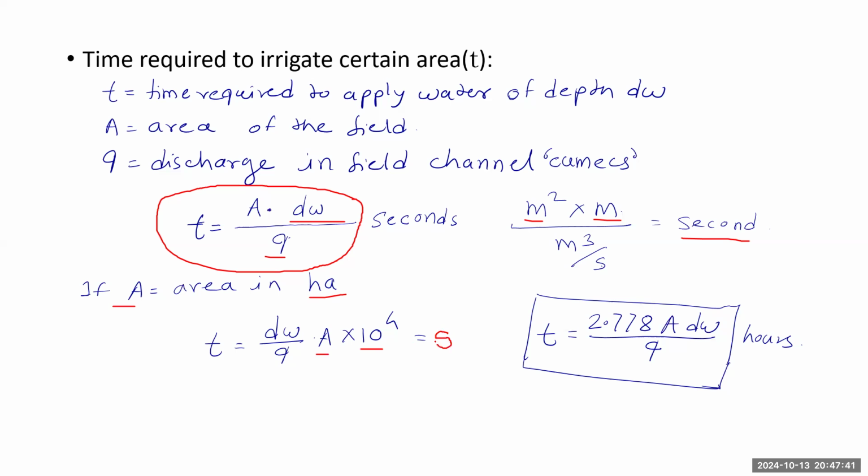Now, if we have to calculate the same answer in hours, then the formula is T equal to 2.778 into A into dW upon Q. Okay, so A into dW upon Q is the same, and 2.778 is a conversion factor. Now, after studying this formula to calculate the time required to irrigate certain areas, we will discuss one example based on it.